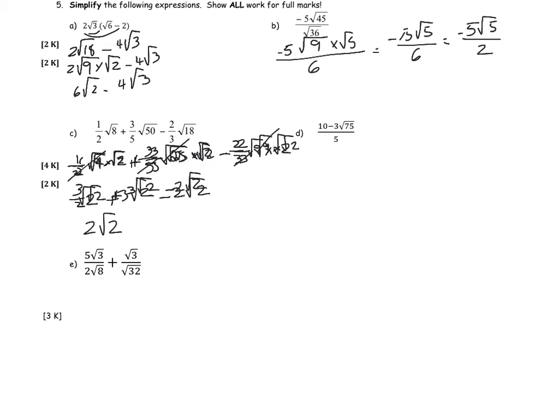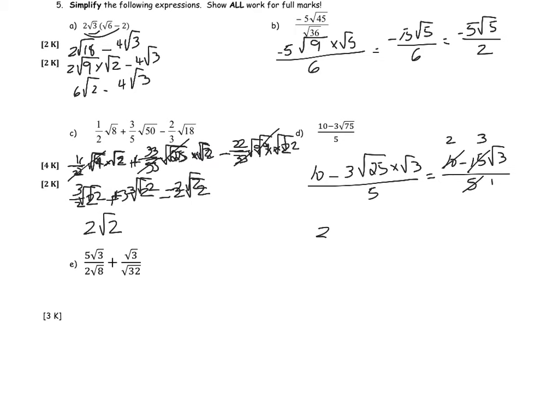The next one is 10 minus 3 square root of 75 over 5. I can write this as 10 minus 3 square root of 25 times square root of 3 over 5, which is equal to, since square root of 25 is 5, 10 minus 15 square root of 3 over 5. I can divide every term by 5. This one becomes 2, this one becomes 3, and this one becomes 1.